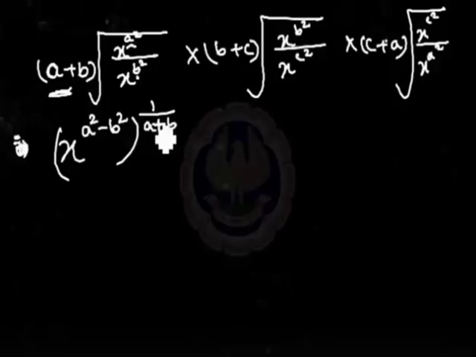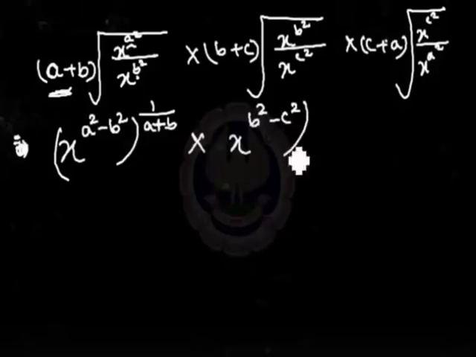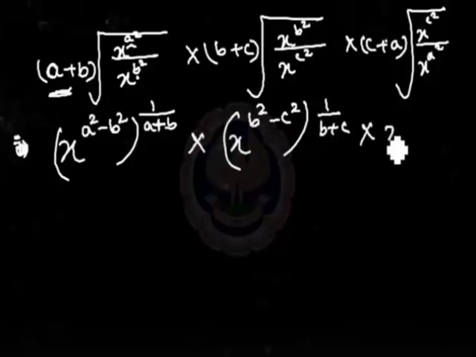Right? I'm sure you all know that if we have something like root over of x, it can be written as x to the power half. Right? So the second part could be written as x to the power b square minus c square whole to the power 1 by b plus c. Similarly, we can write this as x to the power c square minus a square whole to the power 1 by c plus a. Right?